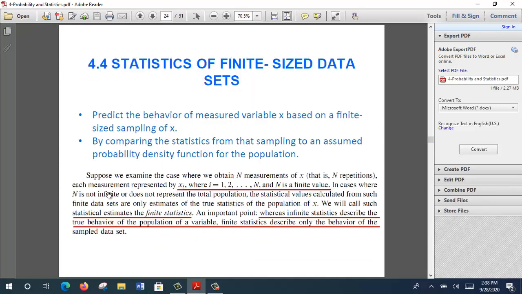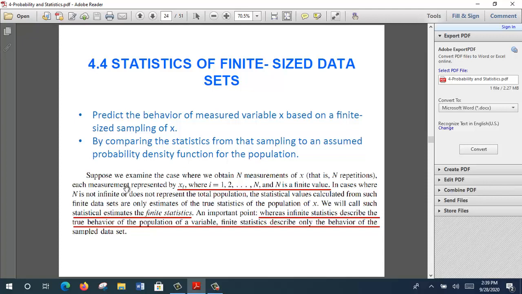Okay, so now we go to the statistics of a finite size data set. This topic is about statistics and also the size of the data. We predict the behavior of measured data x based on a finite size sampling of x, meaning you have a certain number of samples depending on the conditions of the measurement, by comparing the statistic from the sampling to an assumed probability density function for the population.